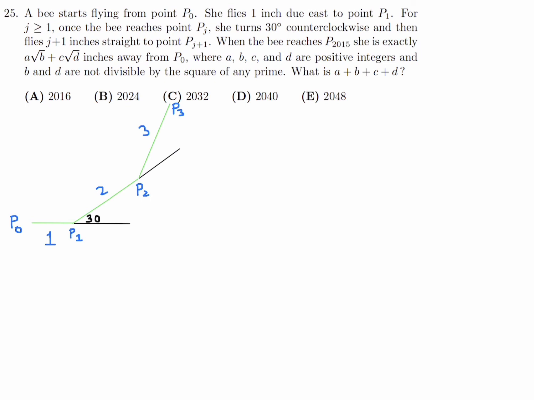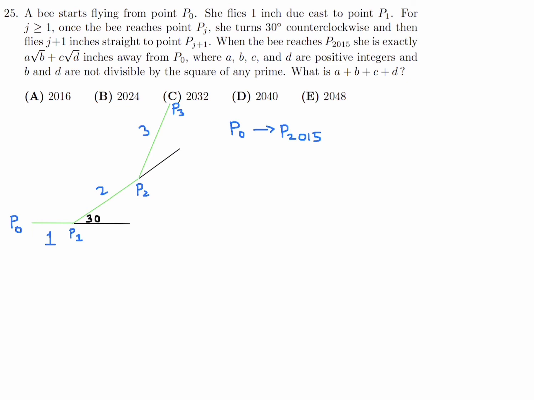So I just wanted to give a very basic understanding of the question. Now you say, okay, well, how do I approach this? Our goal is to go from P0 all the way to P2015. In this diagram, I just showed you from P0 to P3, but we got to go all the way to 2015.